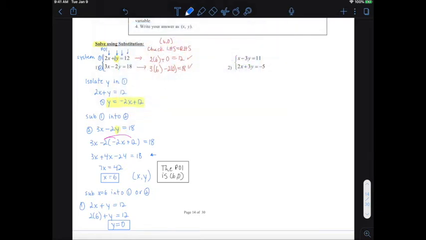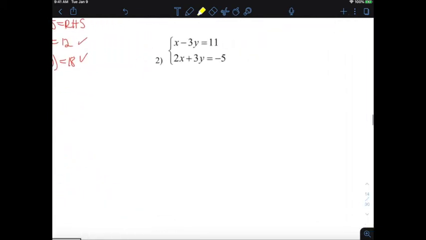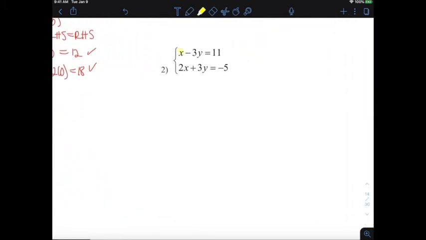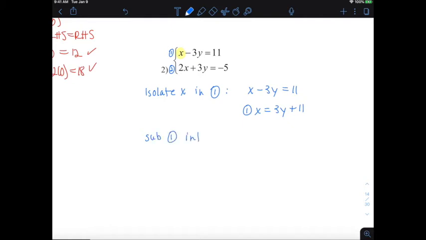Okay, so for this one, I can actually see that it's much easier to isolate x in equation 1 than it is to isolate anything else in this system. So what I'm going to do is isolate x in equation 1. Okay, so I get x minus 3y equals 11, and I can rewrite equation 1 as x equals 3y plus 11. And then what I'm going to do is sub 1 into 2. Again, we're never going to sub 1 back into 1. We always have to use the unused equation.